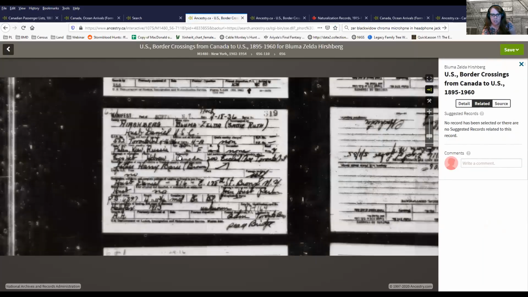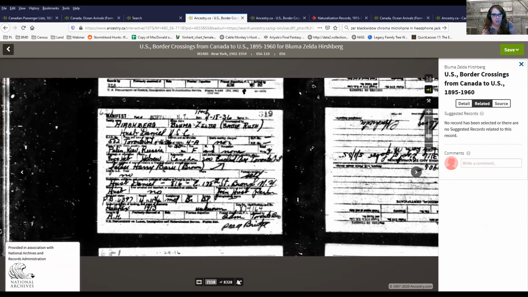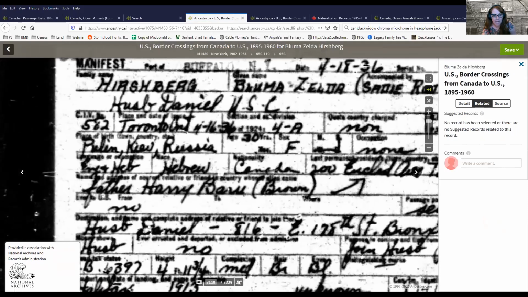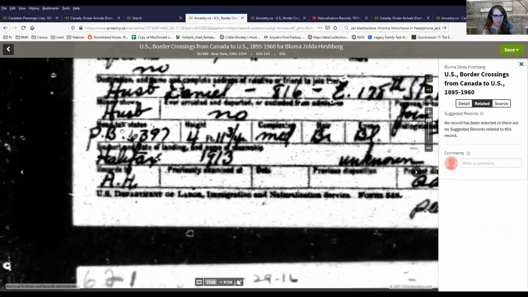So if we look at this document, we see this is a card. It's a double-sided card. And these are fantastic because down here in the left-hand corner, they were asked what their original seaport and date of landing and steamship is. So with Bluma, she says, I came through Halifax in 1913, but I don't know the name of the ship. But that's great. This is information that I can use when I go back to the Canadian arrival records and try to find the Brown family.